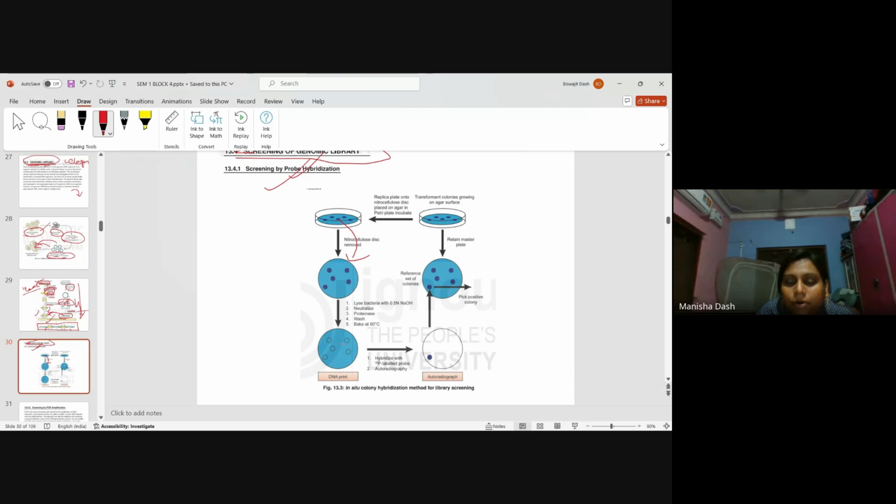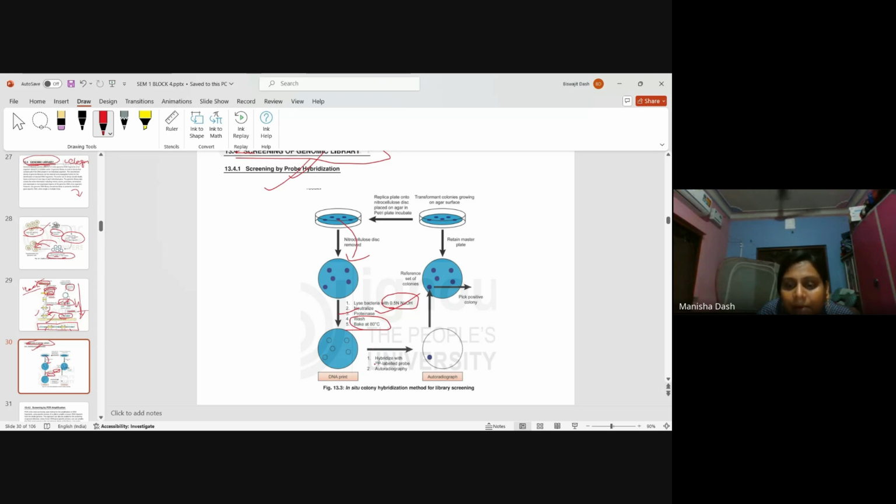Then you have to follow multiple steps, like you have to lyse the bacteria with 0.5 NaOH. Then you have to neutralize it, and you have to digest the proteins using the proteinase enzyme. Then you again wash it and bake it at 80 degrees centigrade. Now you have got the DNA print. Since you have already used the proteinase, most of the proteins will be degraded. And now what you have on the nitrocellulose paper is only the DNA print.